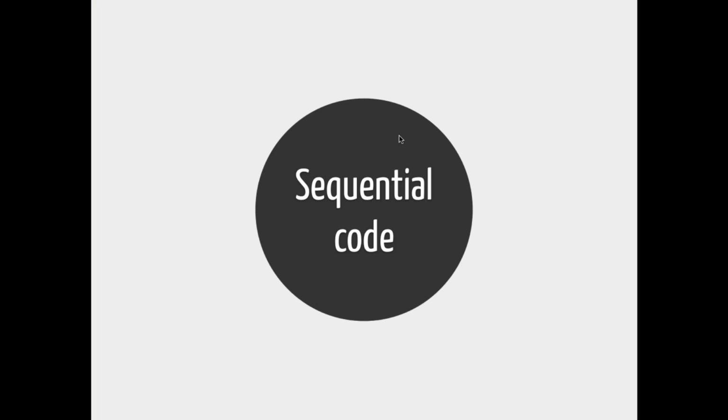And in order to do that, we need to learn about Elixir idioms. So let's get ready. This is the second part, okay? So the Elixir idioms. Here you can see I have this circle with sequential code.